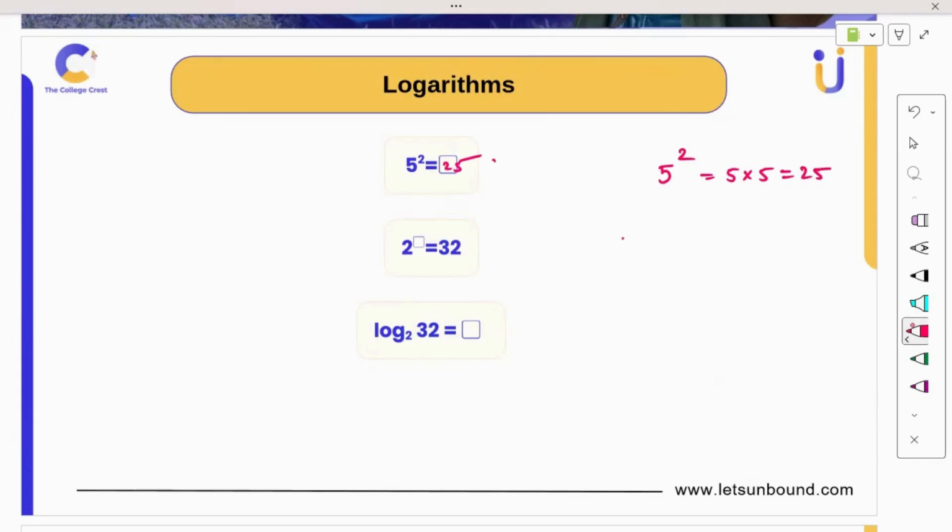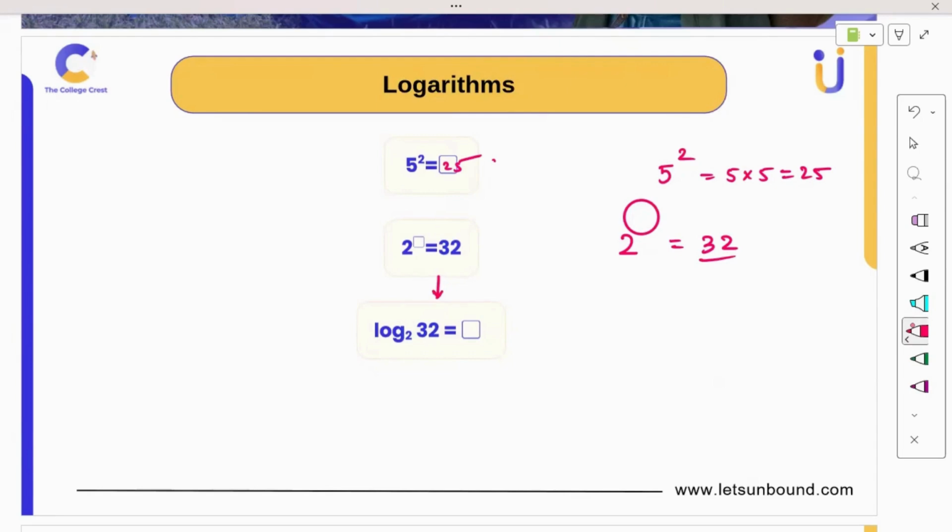But now I have the base 2 and I know the answer. I want 32. To what power should I raise it? What should be my exponent in this case? To answer this, we need logarithm. You can try to make 32 a power of 2, but this is how the logarithm comes into the picture.